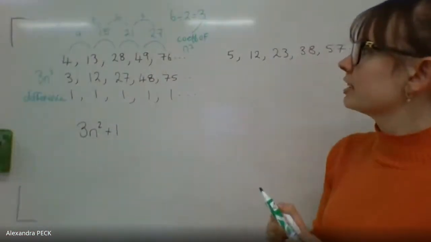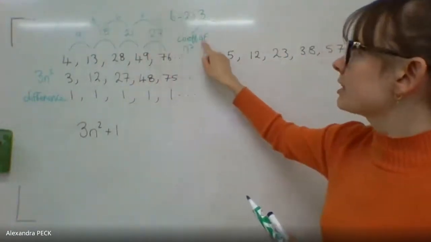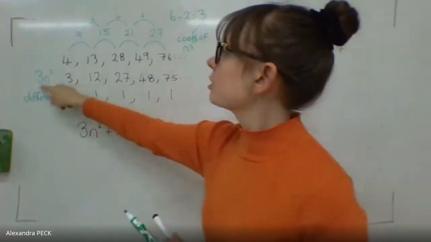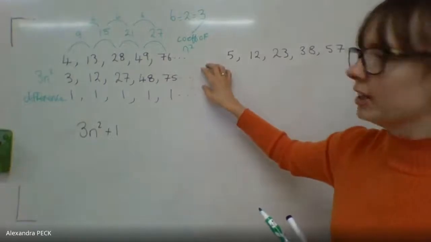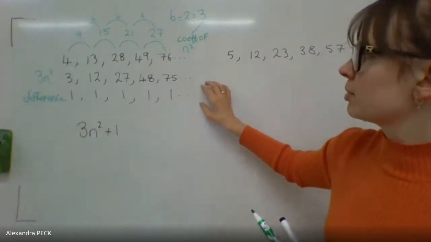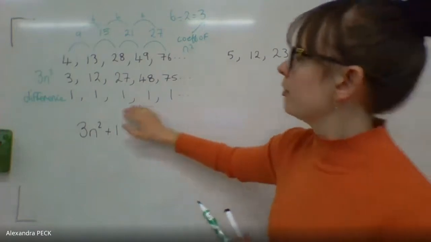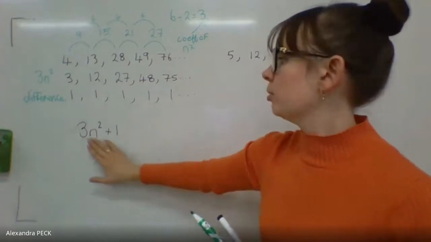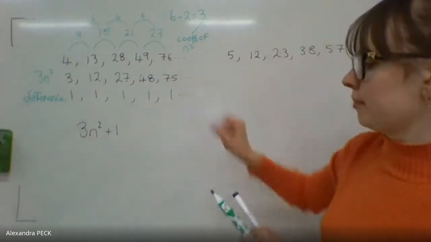Okay, so just to reiterate, we found the second difference. We halved it to get the coefficient of n squared. That gave us 3, so we had 3n squared. We wrote out the sequence of 3n squared, and we found the difference between the sequence 3n squared and the original sequence. And when we found our difference, then we knew that our sequence was 3n squared plus 1, which was that difference. So that was our sequence up here.